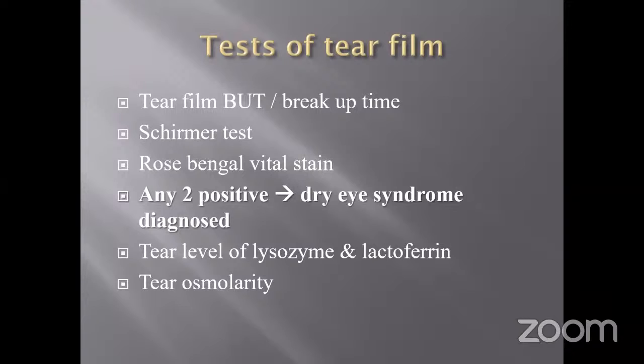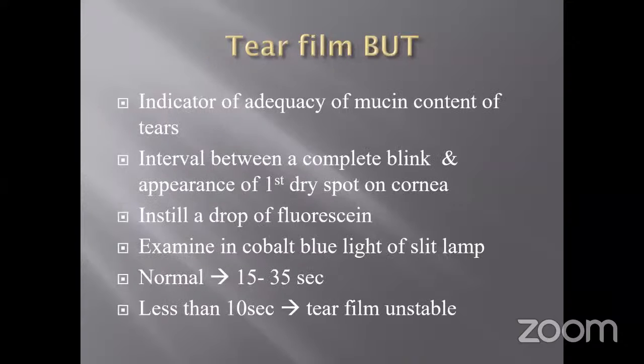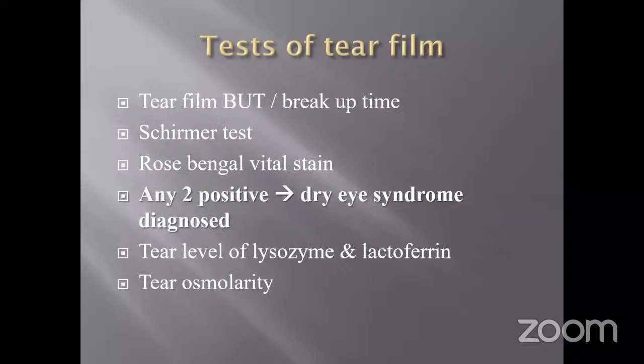The second one is Schirmer's test. Third one is Rose Bengal stain. So if any two of these are positive, we can say that dry eye syndrome is being diagnosed. And also, with other tests, we can measure the tear levels of lysozyme and lactoferrin, which are components of tear film. And also we can measure the tear osmolarity. So really, the first three tests are important for you.